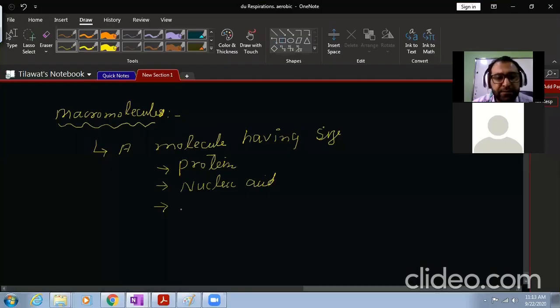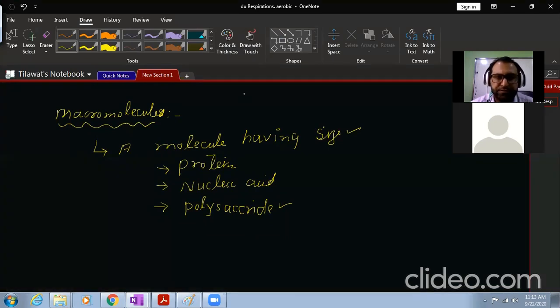Here I will write polysaccharide. Polysaccharide is actually a type of carbohydrate, right? It is formed by simple sugars, by simple carbohydrates. That's why I included polysaccharide here, because a macromolecule should have a large size. So polysaccharide has large size. Okay. Now these are examples of macromolecules.